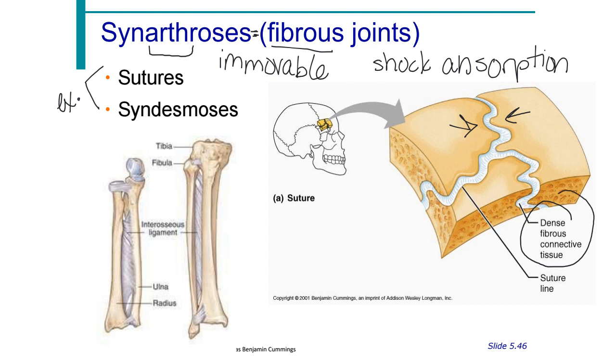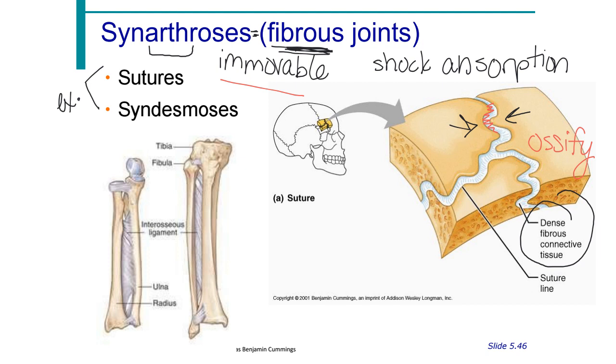See this dense fibrous connective tissue? That's why it is called a fibrous joint. So this synarthrosis is also called a fibrous joint because the two bone ends are held together by fibrous tissue. And what will happen with these sutures is over time, this fibrous tissue is going to ossify. And when it ossifies, it turns into bone. And so that would account for that immovable part. You're not really going to have any motion there between these two bones.